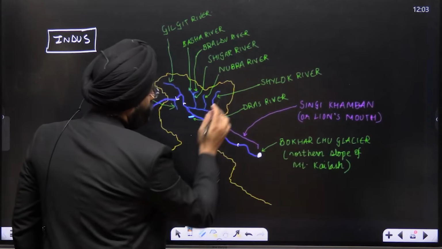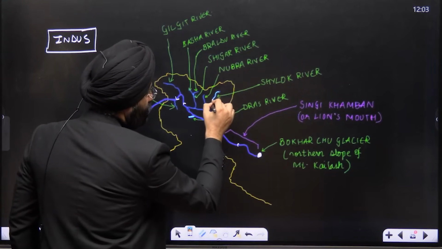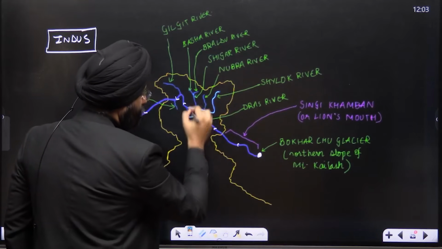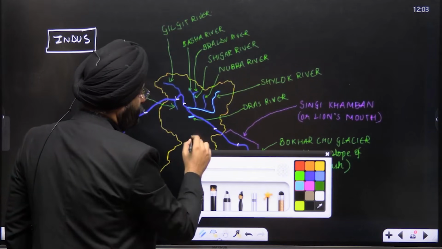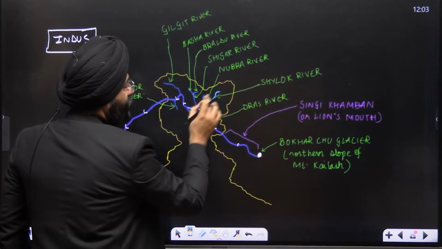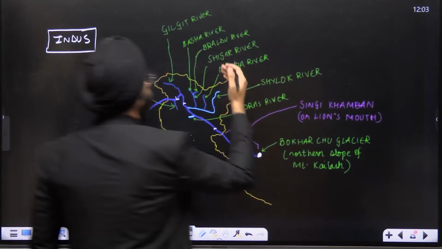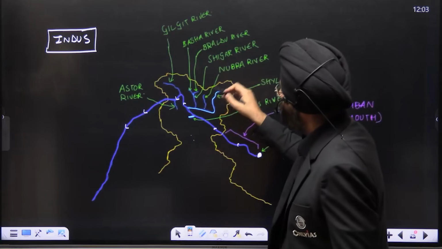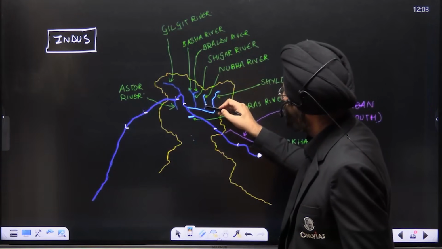Based on this, I know that there is an important tributary that is joining from the right. What do I mean by joining from the right? That means a right bank tributary, which is known as the Shyok River. This is the Shyok River. Now the Shyok River itself has certain tributaries. One is the Nubra River, which is joining the Shyok.